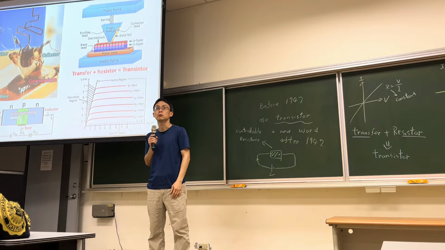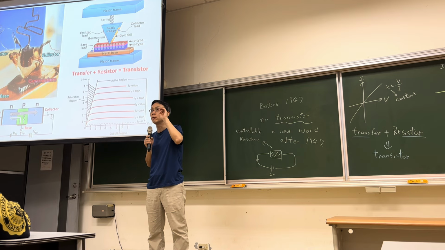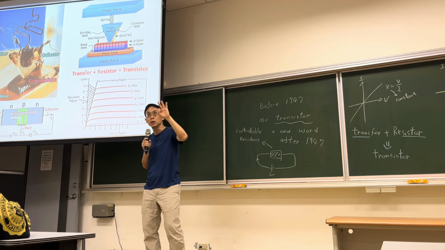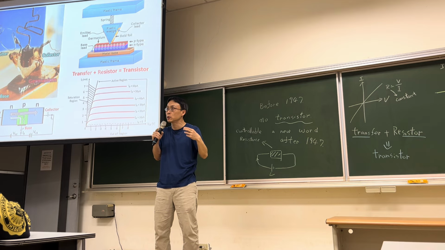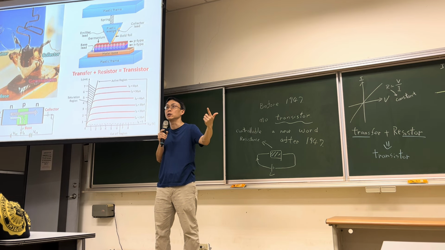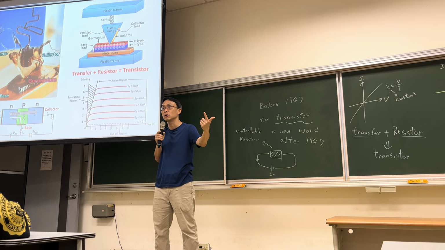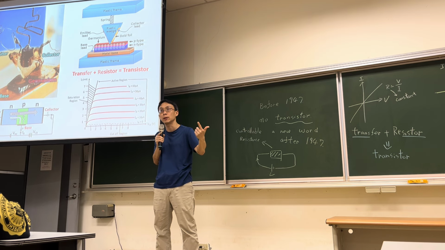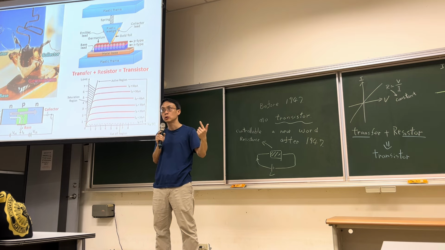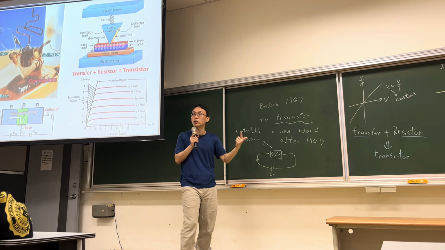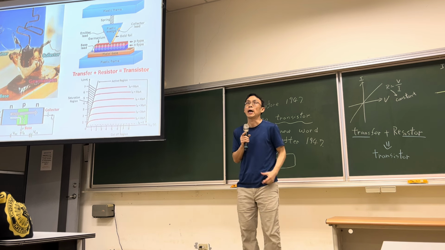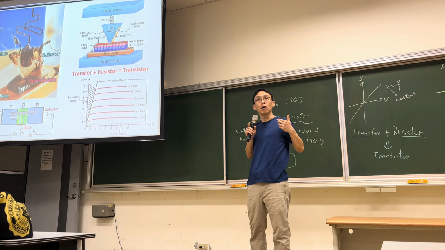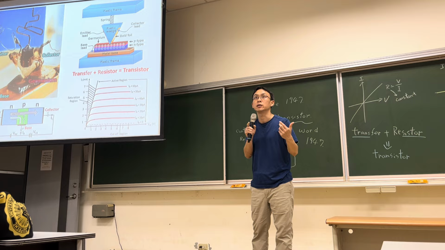John Bardeen, Walter Brattain, and William Shockley: three scientists working together to produce the first transistor in human history. Shockley is the name we have from the IV curve derivation, the Shockley approximation. He is the boss. Bardeen is a theory scientist, and the other one is Brattain.